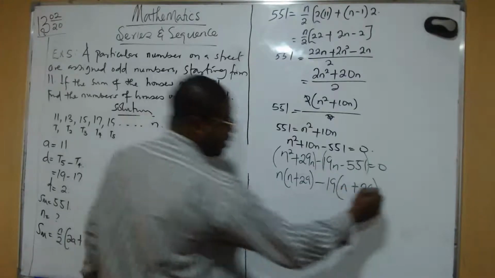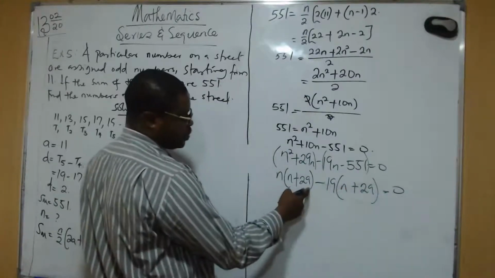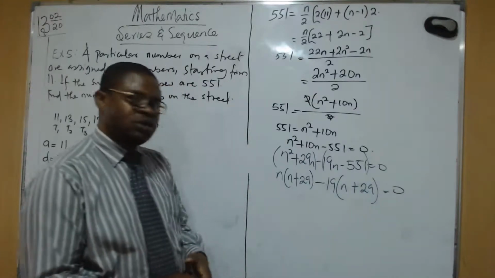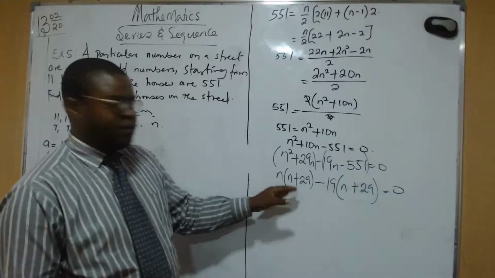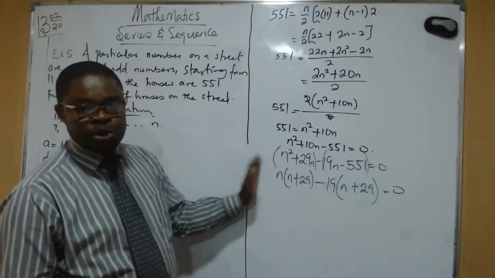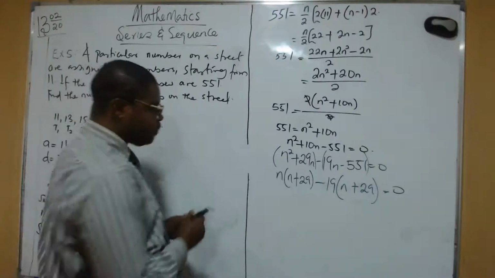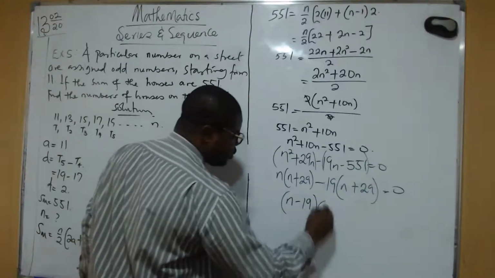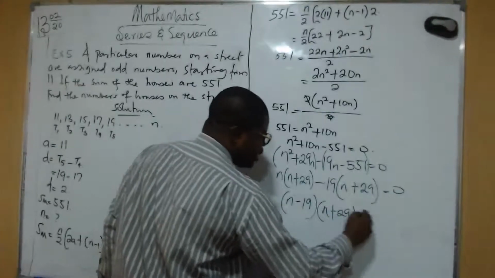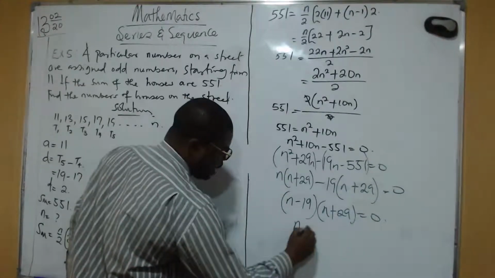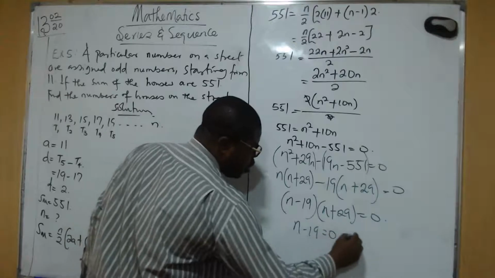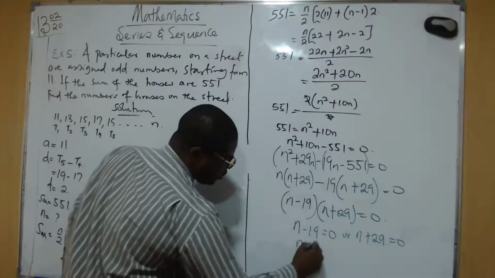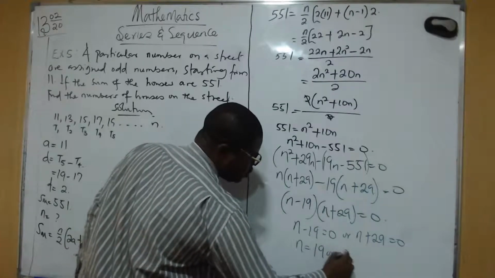Now if you look at the bracket, we have n plus 29, n plus 29. The values inside the bracket, take note, must be the same. If it's not the same, then your solutions are wrong. Now outside the bracket, we have n minus 19 and n plus 29 equals 0. So we have n minus 19 equals 0, or n plus 29 equals 0.